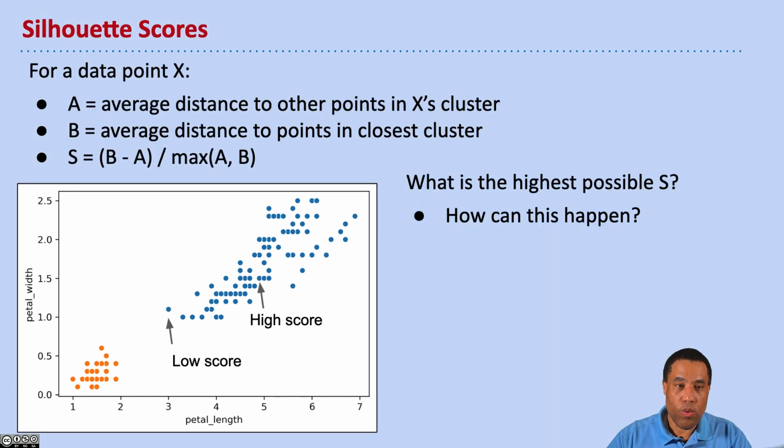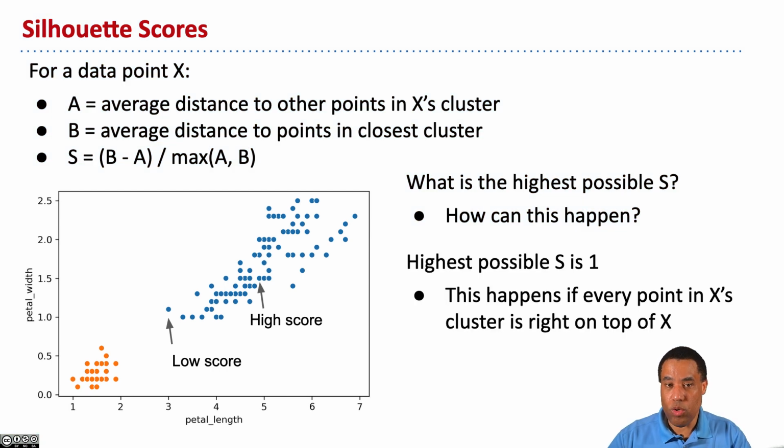All right, so we can ask some questions. What's going to be the highest possible value for s, and how can that happen? Well, the highest possible value is going to be 1, because we've normalized things. And this will happen if every point in x's cluster is right on top of x. Right? So if you think about it, if all the points are right together, then a is going to be 0, because the distance to other points in the cluster is 0 when they're all on top of each other. And so we'll end up with s being b minus 0, so that's just b, over the maximum of a and b.